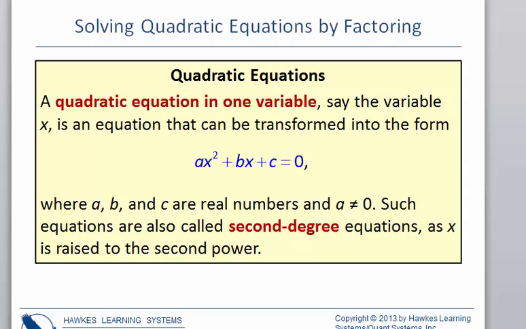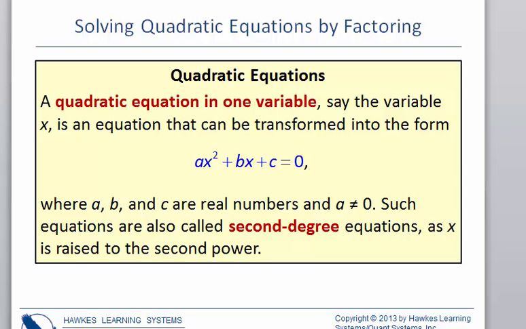A quadratic equation in one variable, say the variable is x, is an equation that can be transformed into the form ax squared plus bx plus c is equal to 0. Your a, your b, and your c are real numbers, and a is not equal to 0. Such equations are called second-degree equations, as x is raised to the second power.